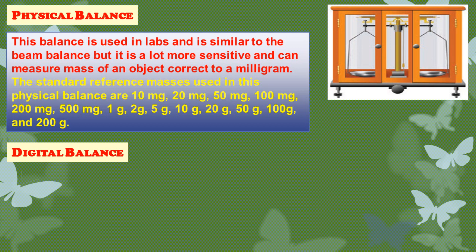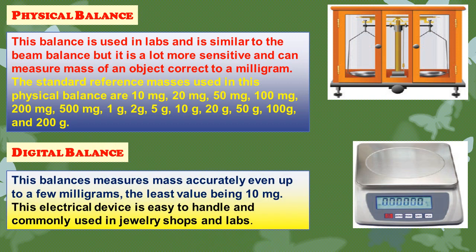Next one, digital balance. Nowadays, for accurate measurements, digital balances are used. This balance measures mass accurately even up to a few milligrams, the least value being 10 milligram. This electrical device is easy to handle and commonly used in jewelry shops and labs. This is the digital balance. Nowadays it is very common, is it not?